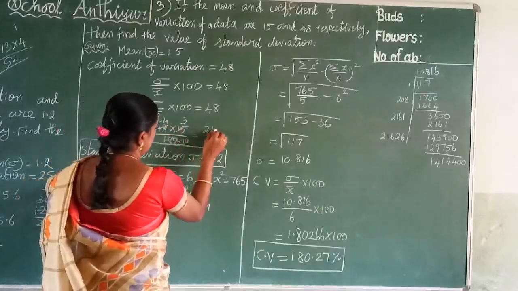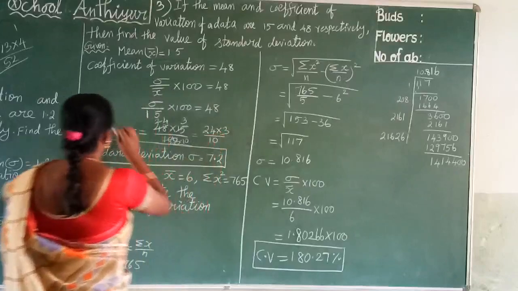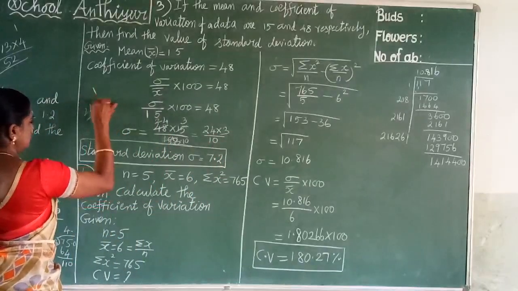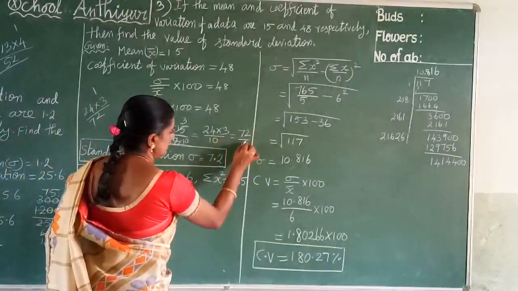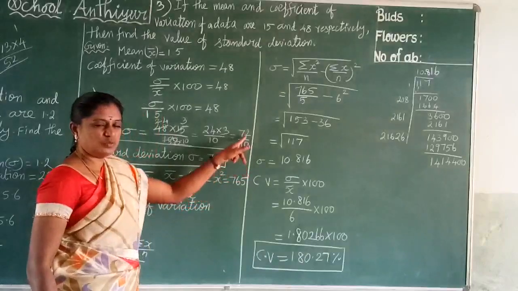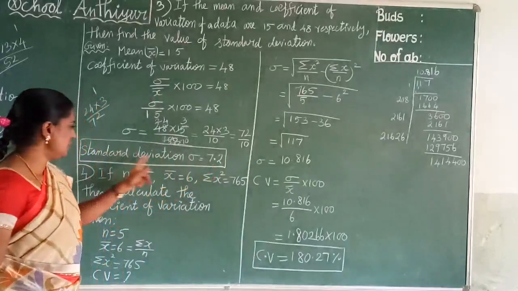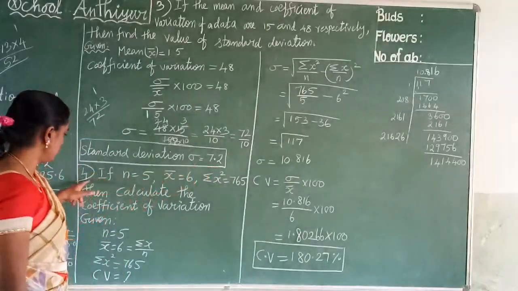So 24 into 3 by 10. 24 into 3. What is the third table? 3 4s are 12. Remainder, 3 2s are 6 plus 1, 7. So 72 by 10. Here, divided by 10 means we move 1 decimal. So 7.2. So the standard deviation sigma is equal to 7.2. Clear? So next, the fourth one.